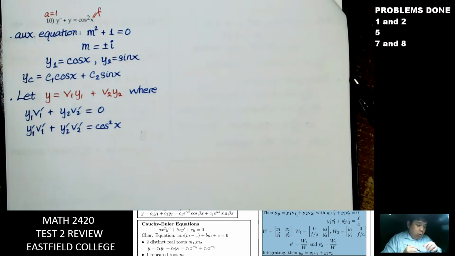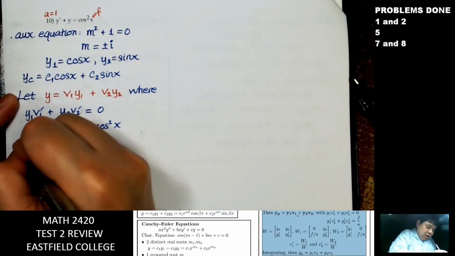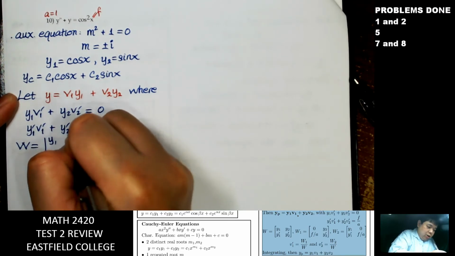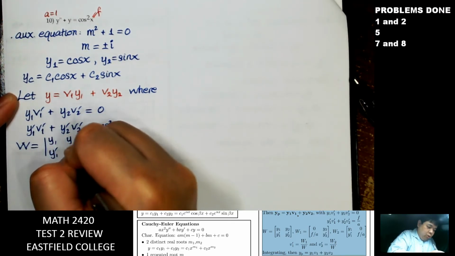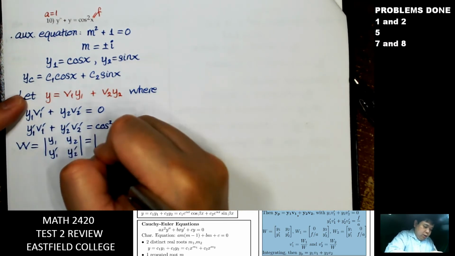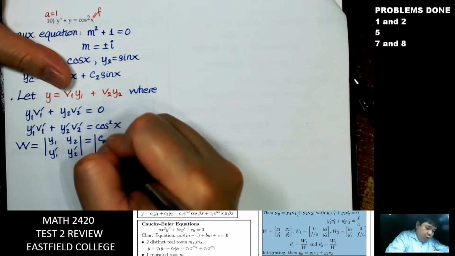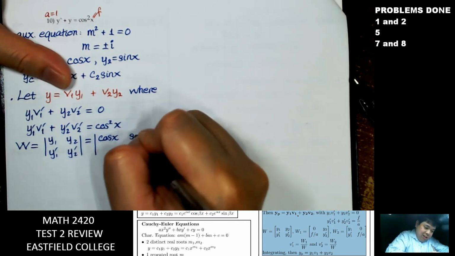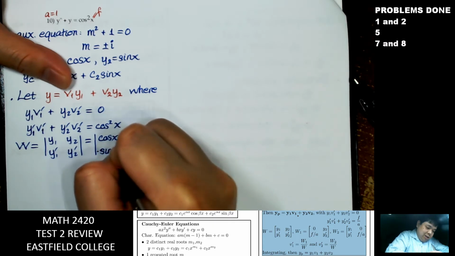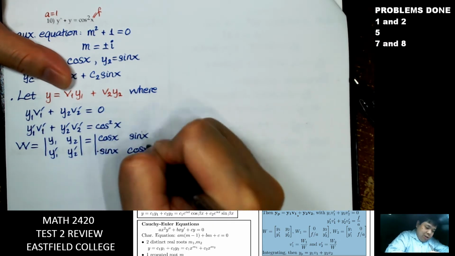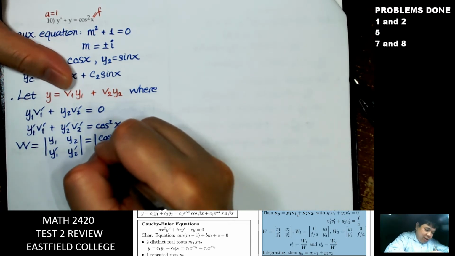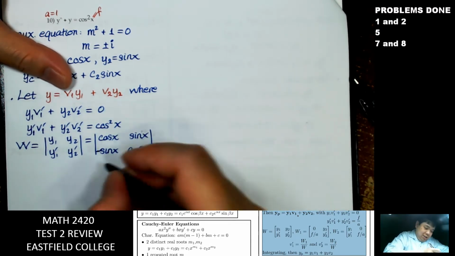Now we set up the Wronskian. W equal to the determinant of y1, y2, y1 prime, y2 prime. y1 is cosine, y2 is sine x, negative sine x, cosine x. Cosine square plus sine square, so this will be just 1.